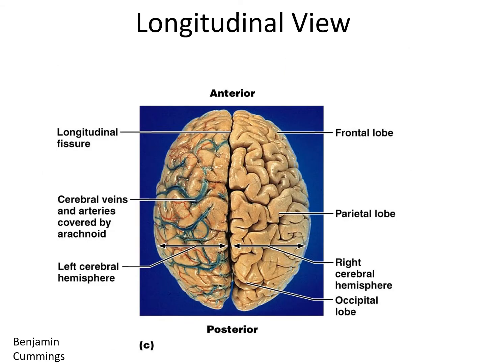In this view, you can see the two cerebral hemispheres of the brain, the left and the right hemisphere. The groove that runs between those two hemispheres is called the longitudinal fissure. It is in that fissure that we have a blood vessel that lays along the dura mater. Do you recall the name of that blood vessel? It's called the superior sagittal sinus.